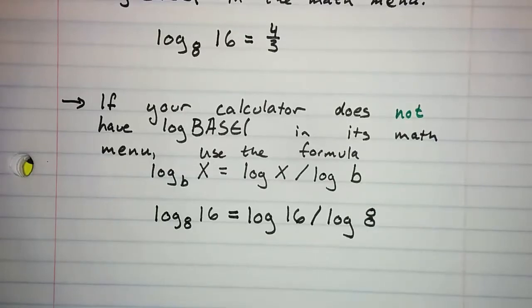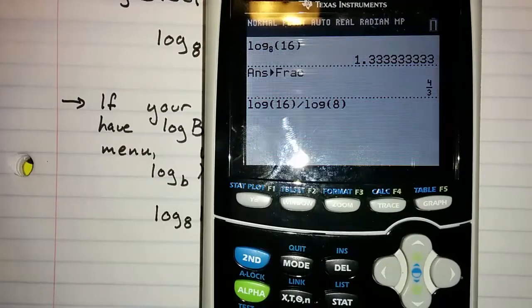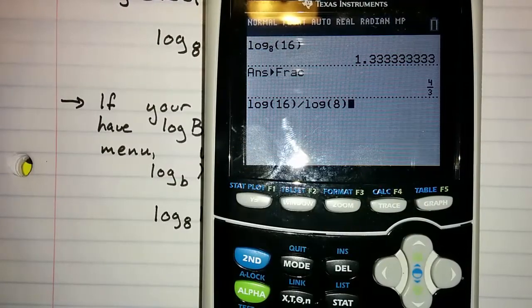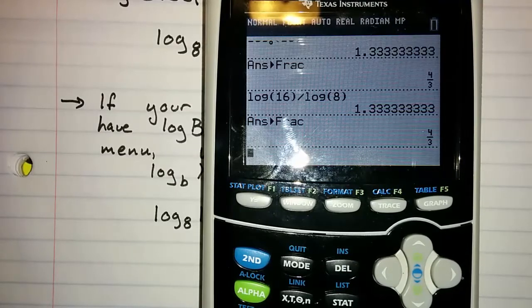Let's see what happens when I put that into the calculator. Notice I'm making sure I close the parentheses around the number I'm taking the log of. I get the same thing, and my calculator is even still smart enough to convert it to a fraction.